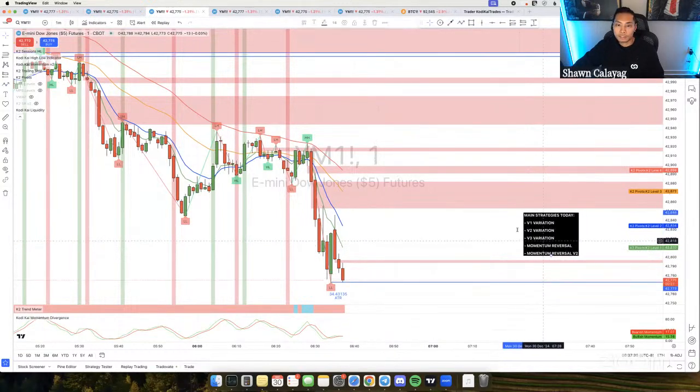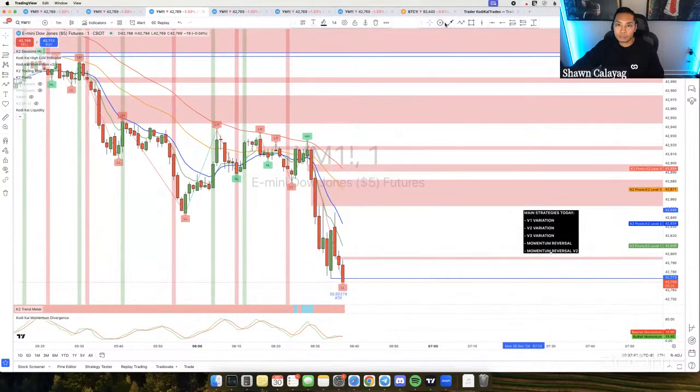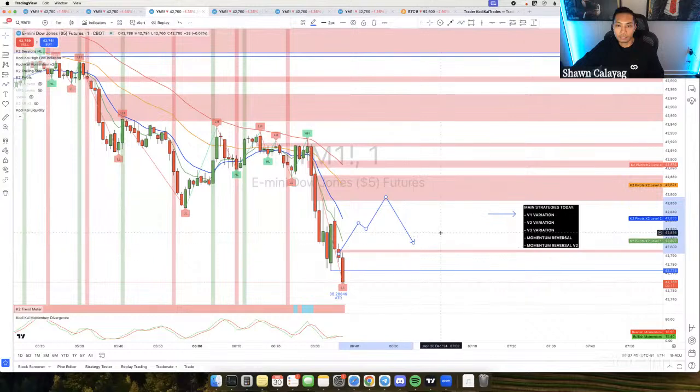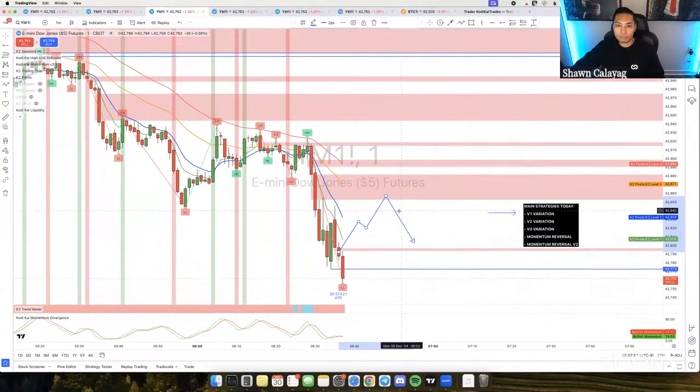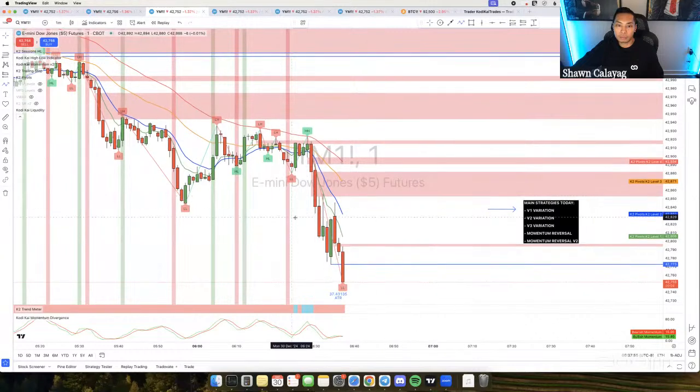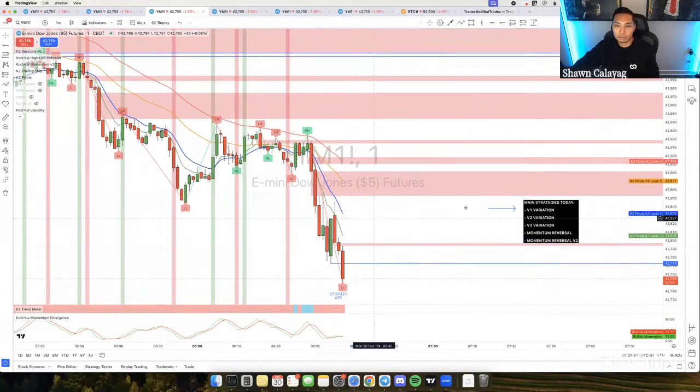The main two strategies that will probably come up will probably be the V1 variation. And you guys know what that is. We look for that almost every day. I'll look for price to come up, maybe bounce off the structure and then come back down. Or I'll be looking for a momentum reversal, which will happen like in the middle of the market. So just keep a lookout for that.